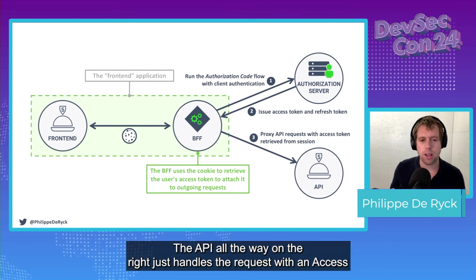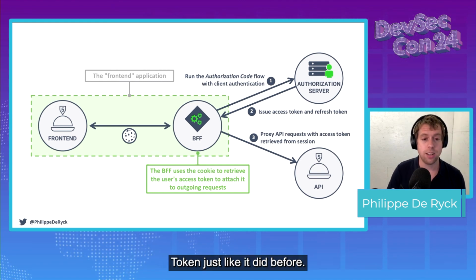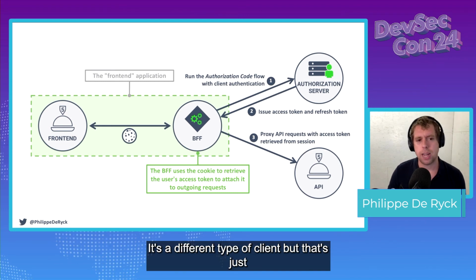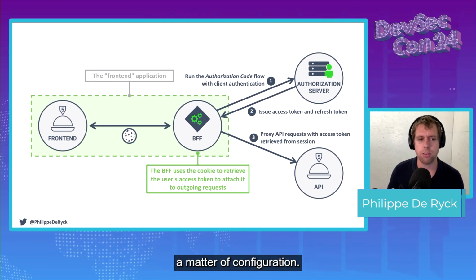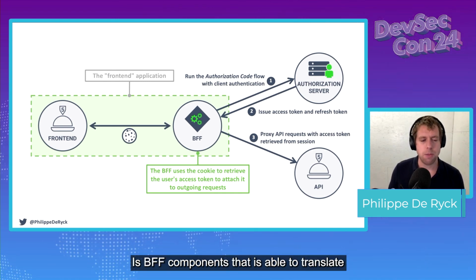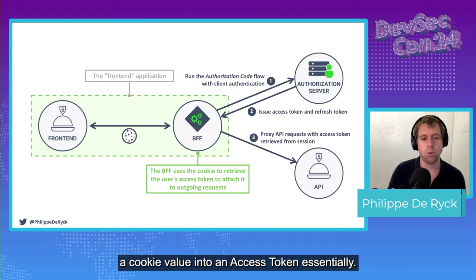The API all the way on the right just handles a request with an access token, just like it did before. And the authorization server doesn't really change. It's a different type of client, but that's just a matter of configuration. So all we need is a simple BFF component, well, simple, this BFF component that is able to translate a cookie value into an access token, essentially.